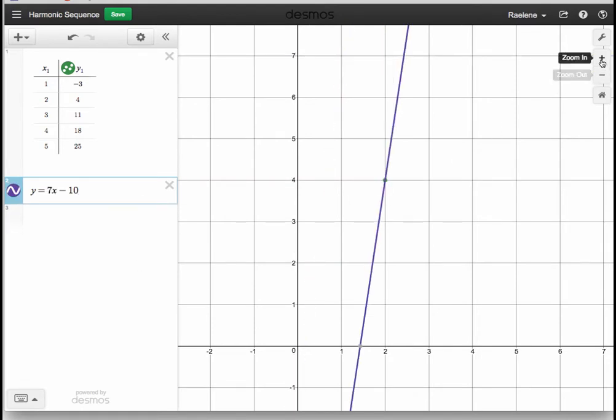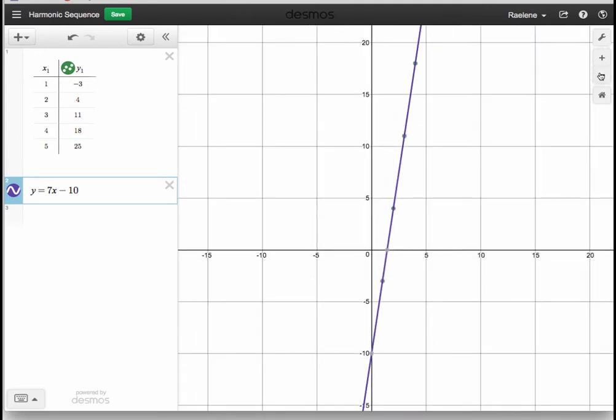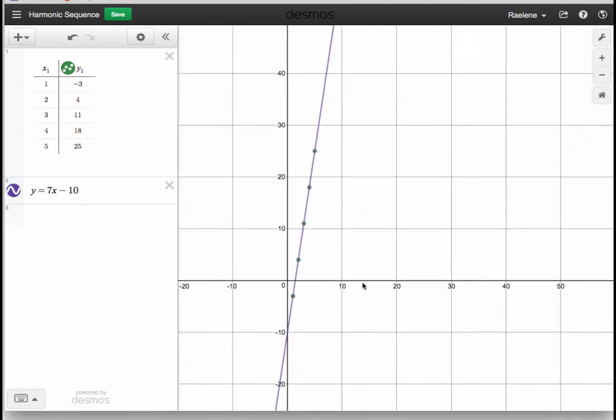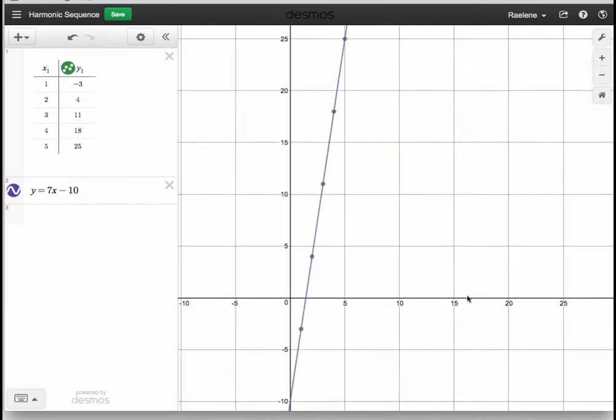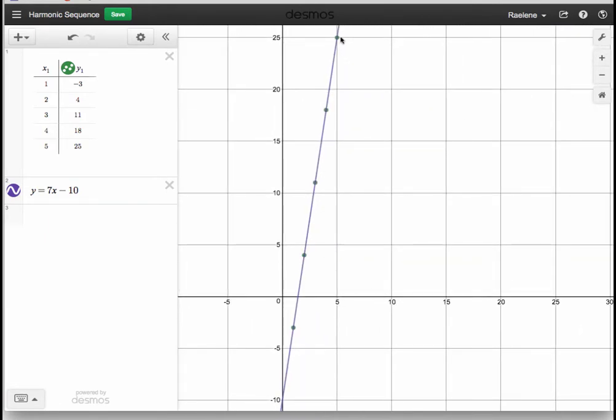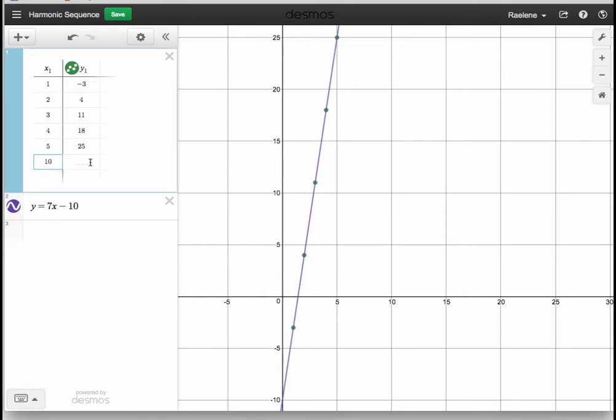If I zoom out a little bit, I can see some of those values occurring here. Maybe zoom in a little bit just so I can see a bit more. And sure enough, the linear function passes through the points from the sequence. But then I wanted to find out the value when I had 10 for the n, and it's going to be a little bit hard unless I express this in terms of the sequence, 7 times 10 minus 10, and I got the same value of 60.